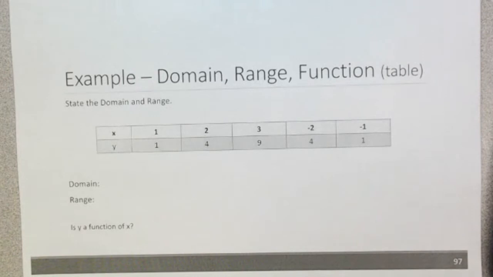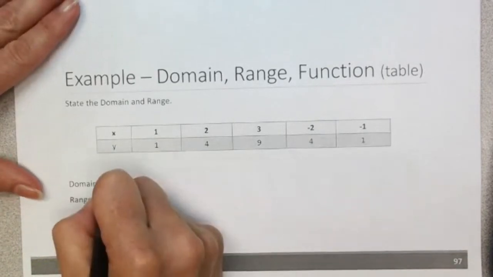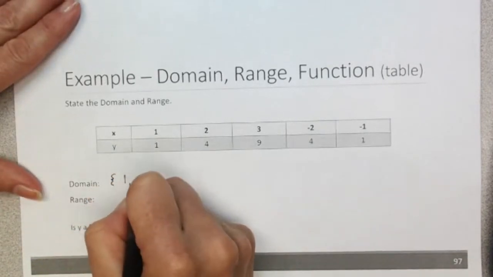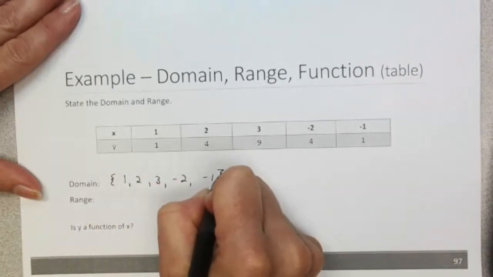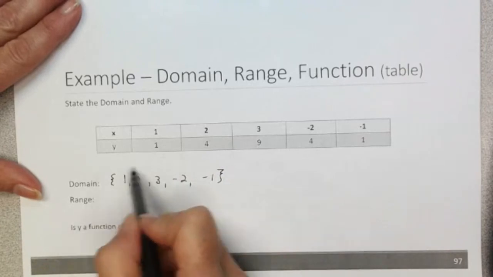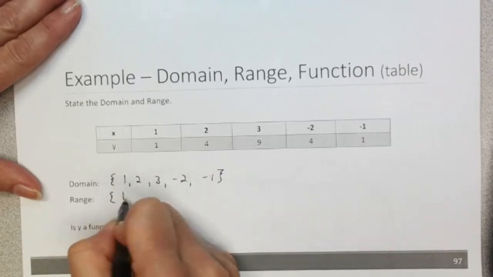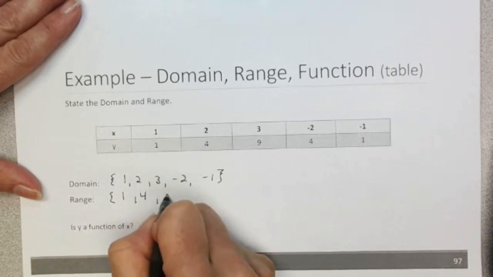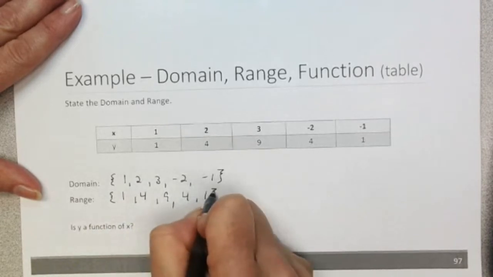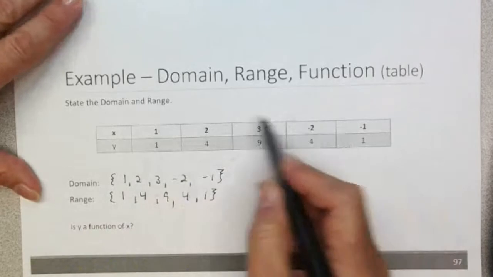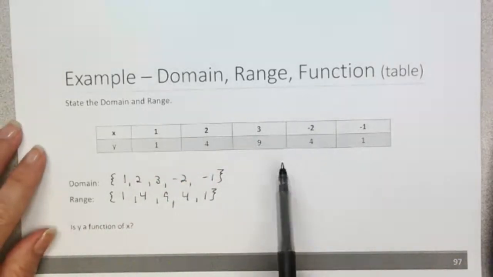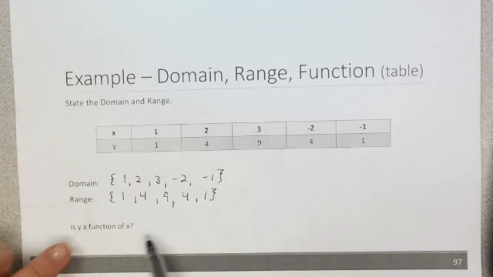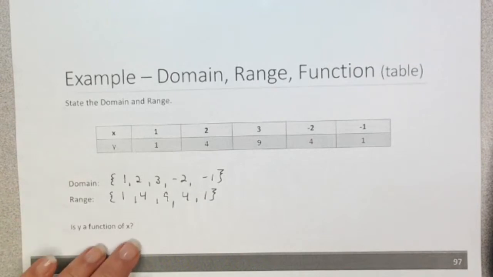How about this example? Well, the domain's going to be all my x's, right? So 1, 2, 3, -2, and -1. Okay. The range is all my y's, or all my outputs. So the range is 1, 4, 9, 4, and 1. Does this relation here, presented as a table of values, show us that y is a function of x? Or can I say for sure that this relation is a function?